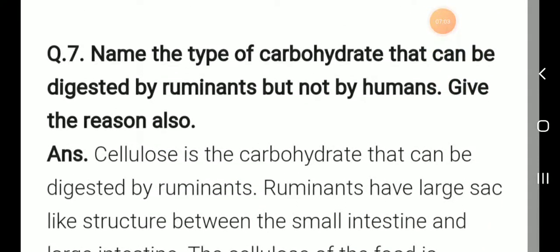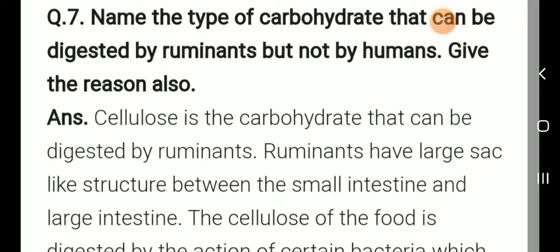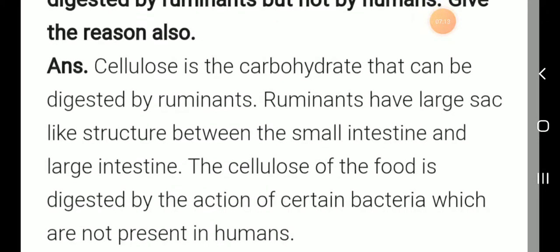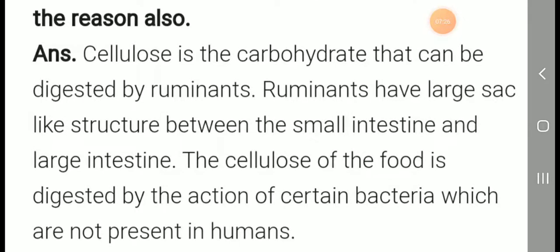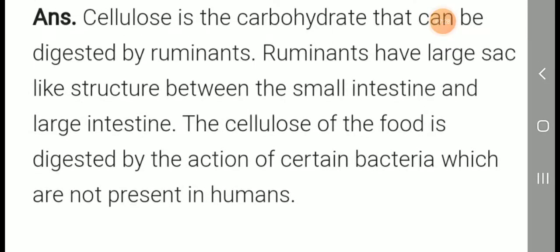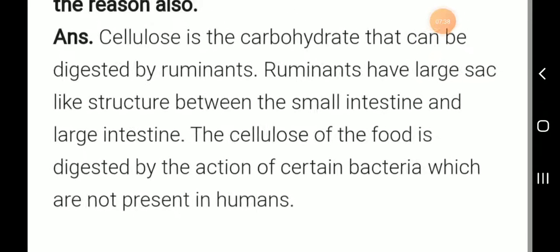Okay, next one. Name the type of carbohydrate that can be digested by ruminants but not by humans. Give the reason. Listen, students, cellulose is the carbohydrate that can be digested by ruminants. The ruminants have a large sac-like structure between the small intestine and large intestine. The cellulose of the food is digested by the action of certain bacteria which are not present in humans.